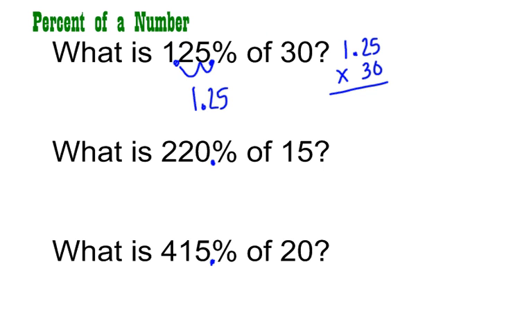Let me go back real quick and think about this question. This question says 125% of 30. Well, 125% is more than 100%. That means I'm going to be ending up with a number bigger than 30. So your answer here you should find is going to be an answer bigger than 30. Same thing here. Your answer will be bigger than 15. Your answer will be bigger than 20.